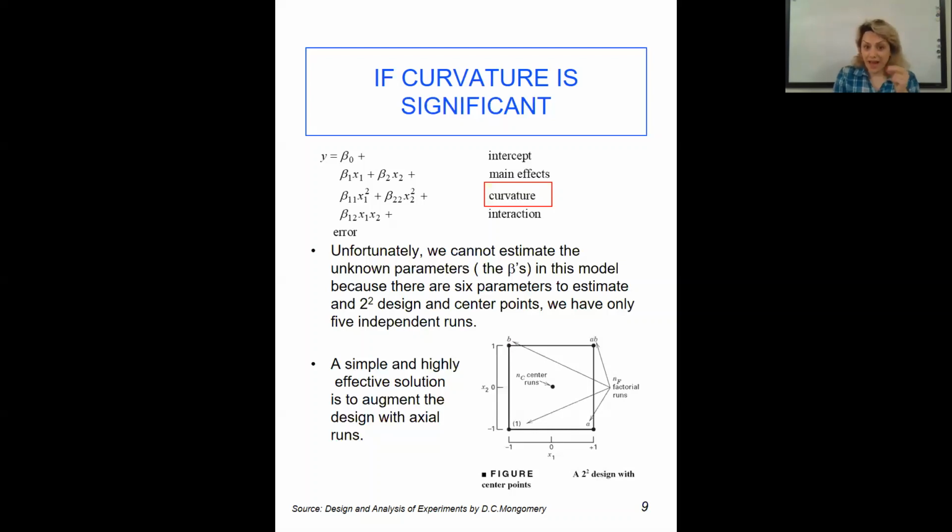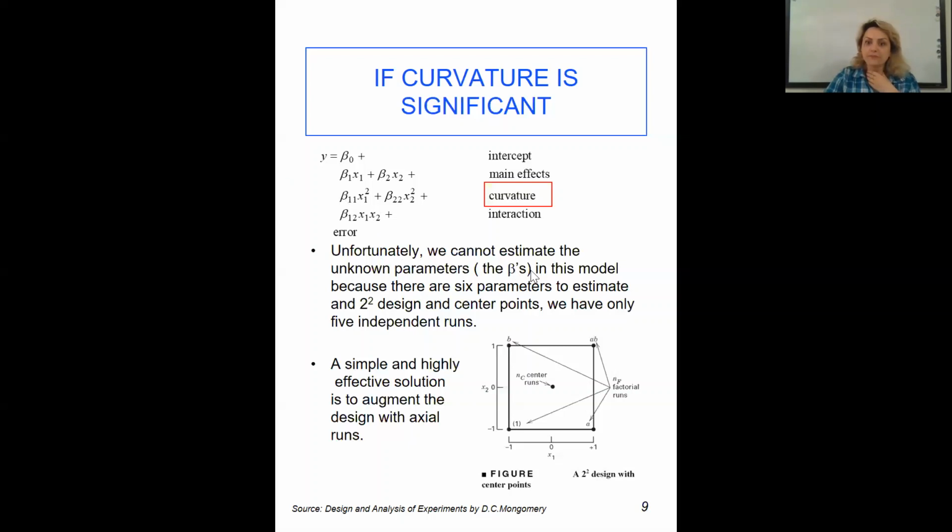So if we have this, we said let's have 5 runs, right? So we have 5 independent runs. How many parameters do you have here? If you count them, it's 1, 2, 3, 4, 5, 6. We have 6 parameters, right? So when we have 6 parameters and 5 runs, it means we cannot calculate the parameters from these runs. We would need more independent runs for our system.